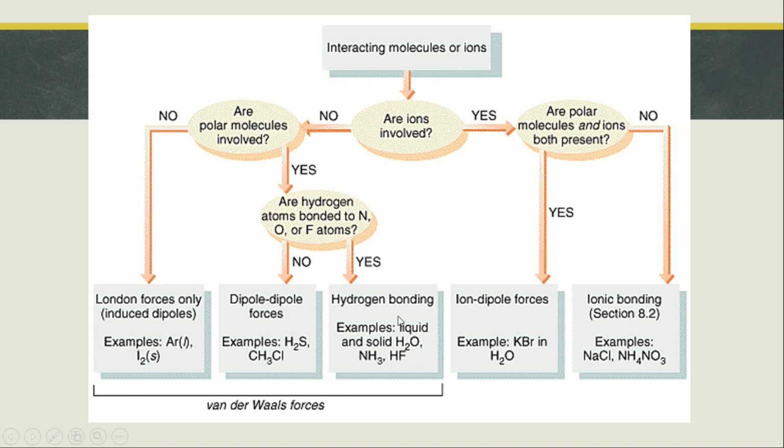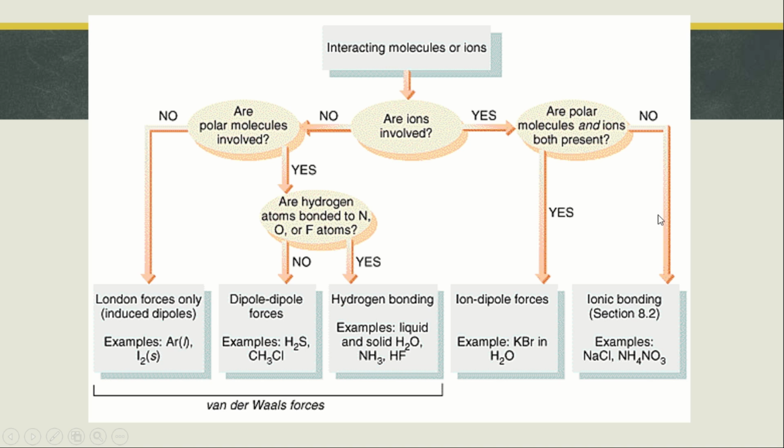Okay? Another example, we have water. As we all know, water is nonmetal to nonmetal, and water is a polar molecule. Are ions involved? No, because it's nonmetal to nonmetal. Are polar molecules involved? Yes. Are hydrogen atoms bonded to N, O, or F atoms? Yes. So this is hydrogen bonding.